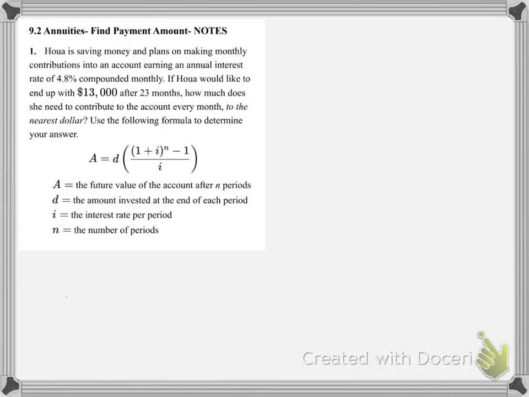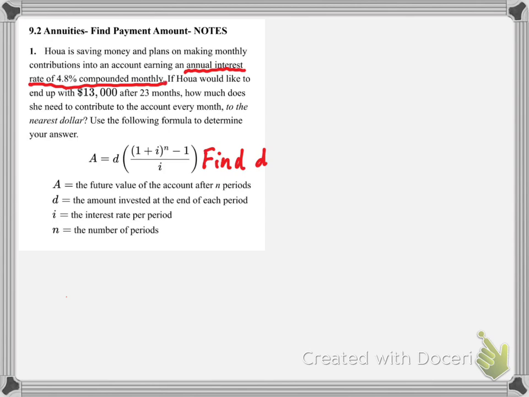Okay, so this section, we're going to use the same formula, same circumstances. The difference is, today in this section, we are going to find D, all right? Because it says Hua is saving money and plans on making monthly contributions into an account earning an annual interest rate of 4.8% compounded monthly. Notice, annual interest rate compounded monthly. More on that in a second.